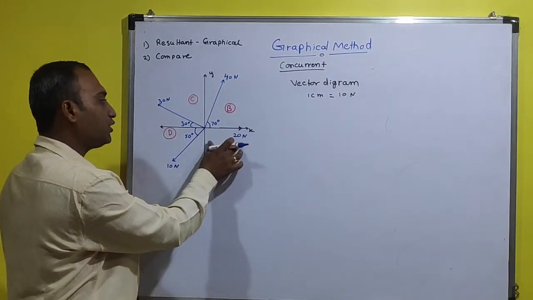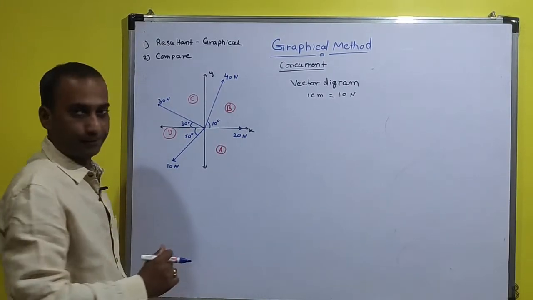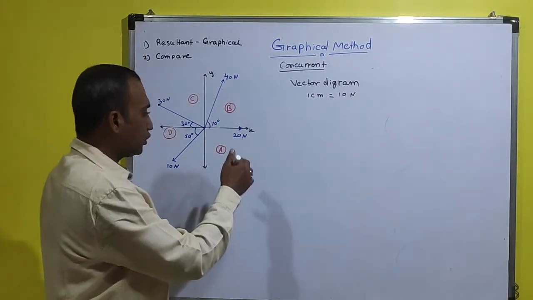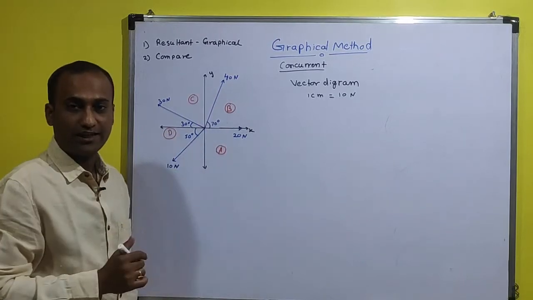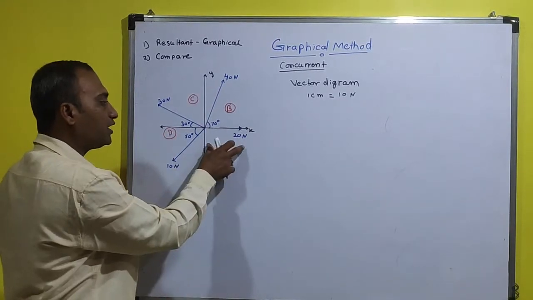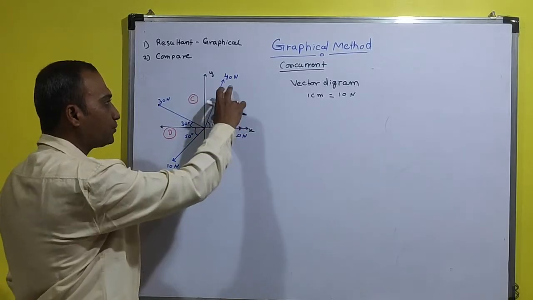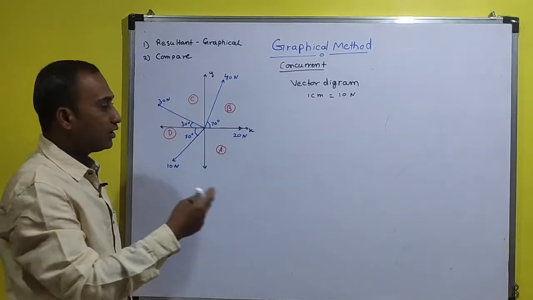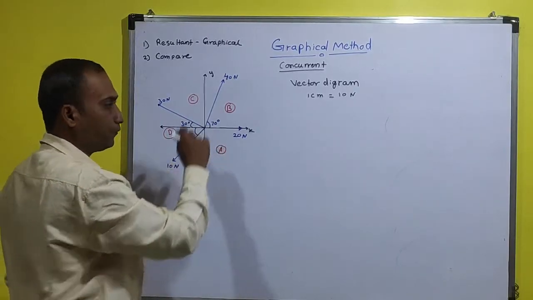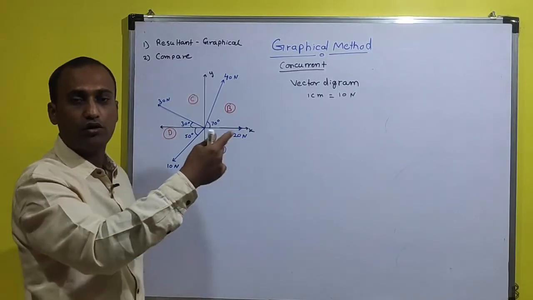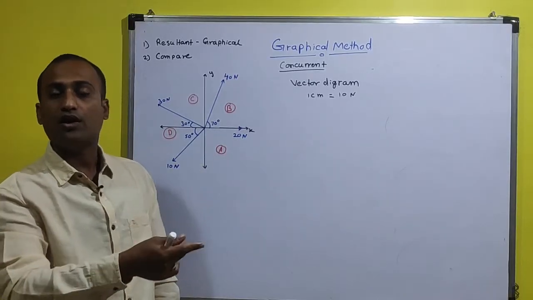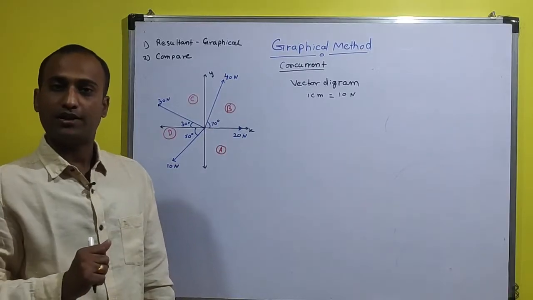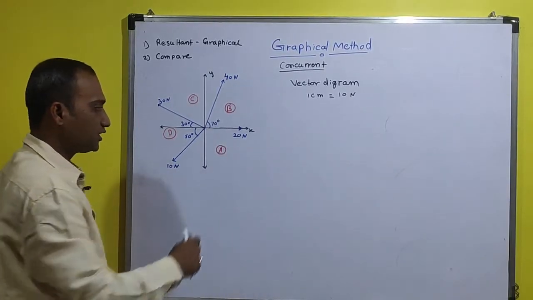So here this 20 Newton force, first of all we have to draw. Then after that we have to go for the next force in order. So our order is in anti-clockwise direction. So after drawing this 20 Newton force, we have to draw this 40 Newton force where this first force ends. At that point we have to start the next force. Similarly, we have to draw the diagram and we have to complete the polygon, and the closing side will be our resultant of this concurrent force system.